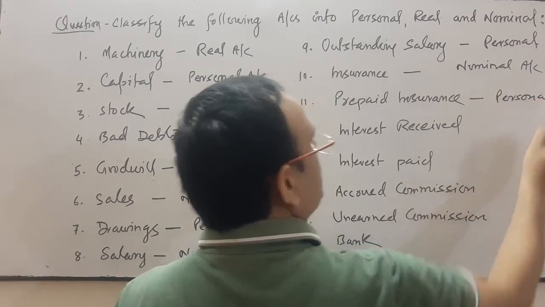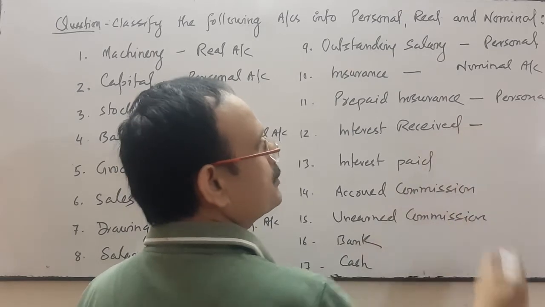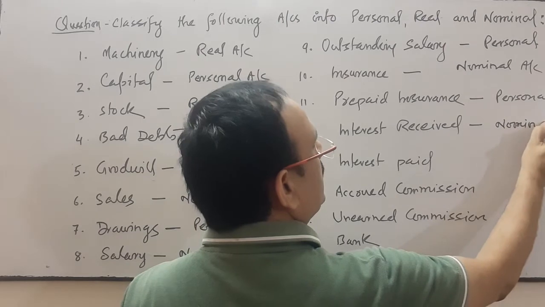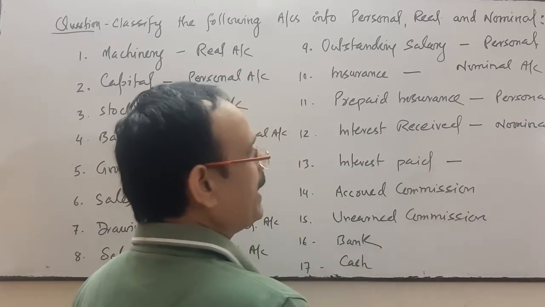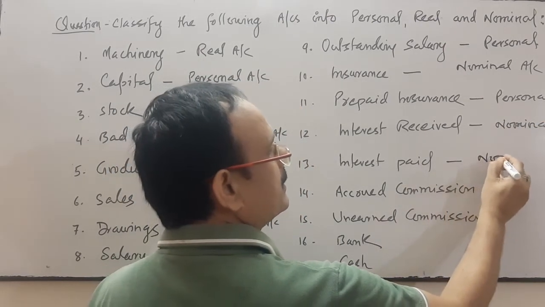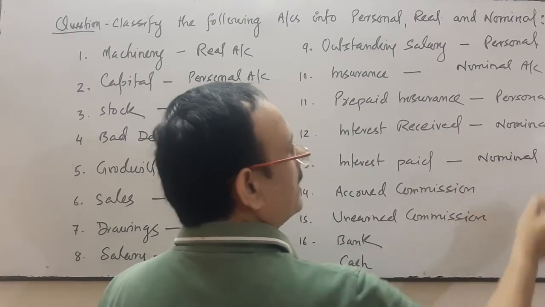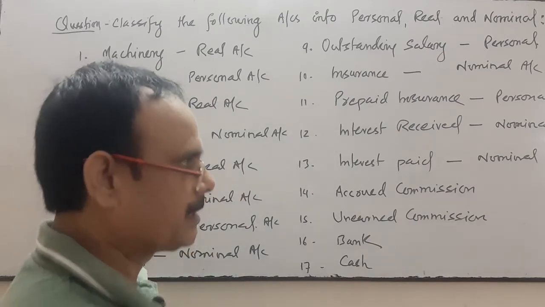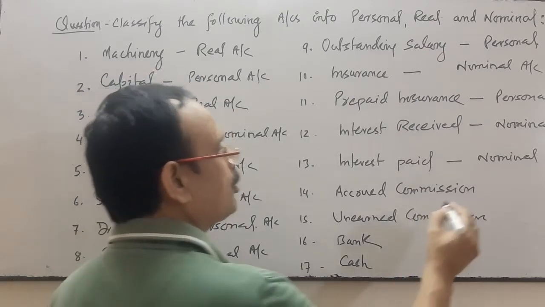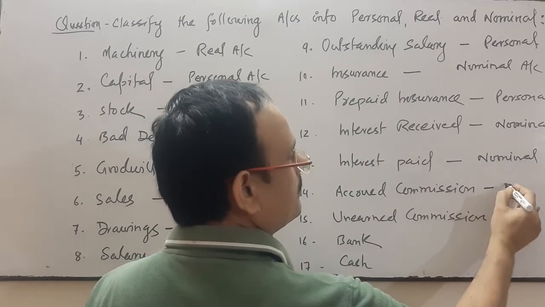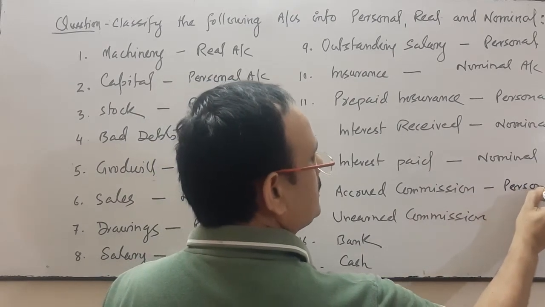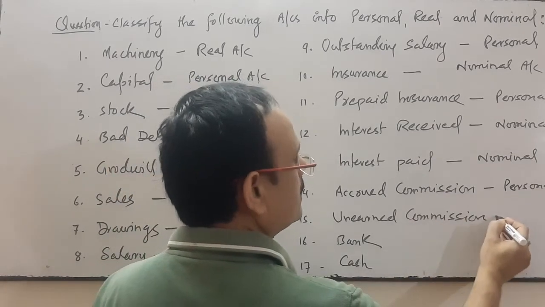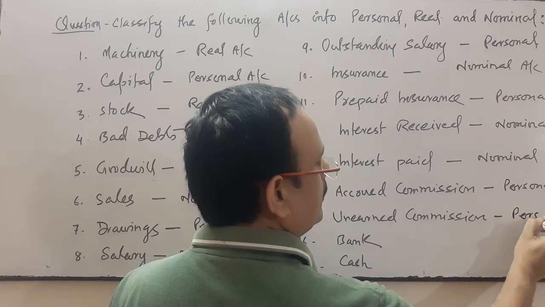It's a representative person. Interest received is your income, comes under nominal account. Interest paid, it's an expense, it also comes under nominal account. All expenses and losses and incomes and gains come under nominal. Accrued commission, it's a personal account, under the representative person. Unearned commission comes under personal account.